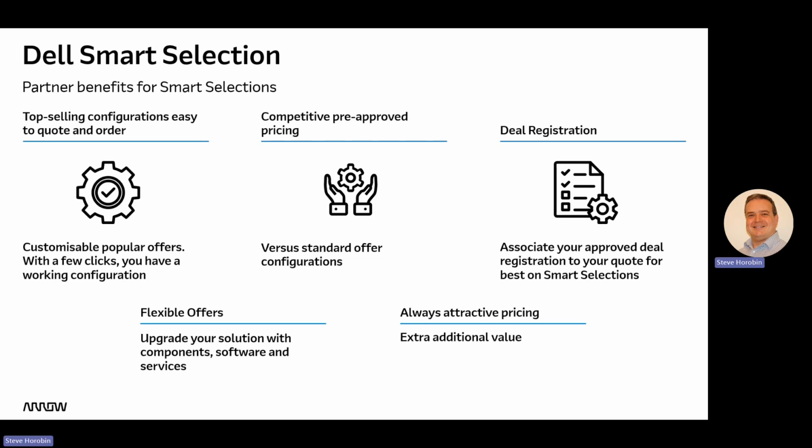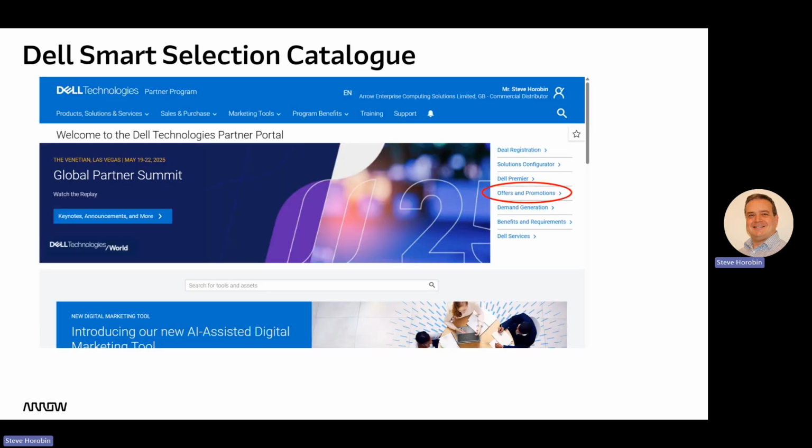And at the end of the day, the final discount available to yourselves as partners is the deal registration. So basically, as soon as you sense any opportunity has got a pulse, deal reg it. With that deal reg number, you enter that into the configurator at the end, and we can get the best pricing possible for you. So if we start and have a look at some examples, we'll see how to get into the Smart Selection catalog, and then we'll have a look at the playbook as well.